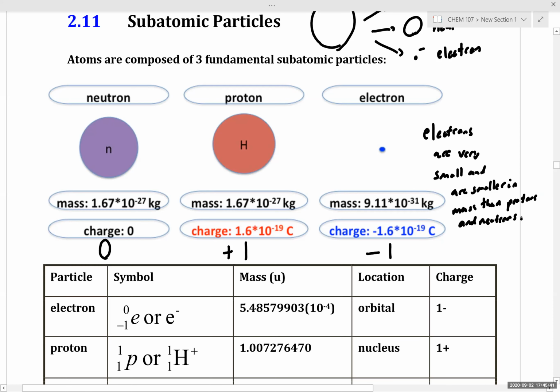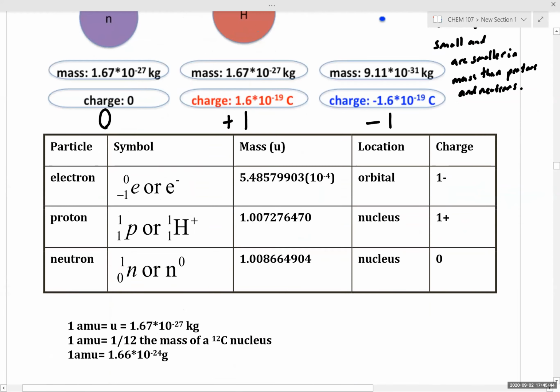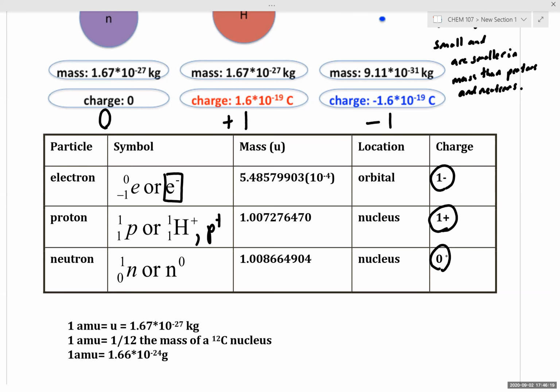Okay, so in terms of symbols, an electron is written as e minus. A proton can be written as H plus or p or p plus. A neutron is written as n zero. These are ways of representing and describing protons, neutrons, and electrons. Again, electrons have a charge of negative one, protons have a charge of plus one, neutrons have no charge. So that's what I want you to take away from this discussion.